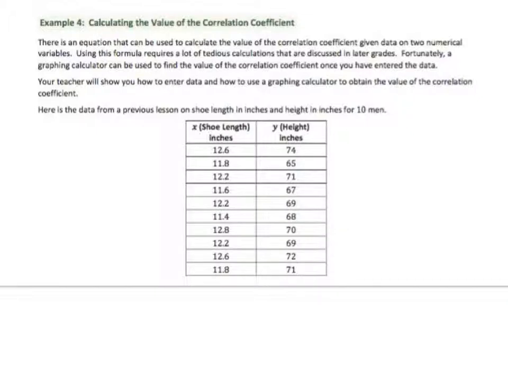So here we're going to practice calculating our correlation coefficient. We've used this one before, right? Shoe length and height. Plug that into list 1 and list 2.